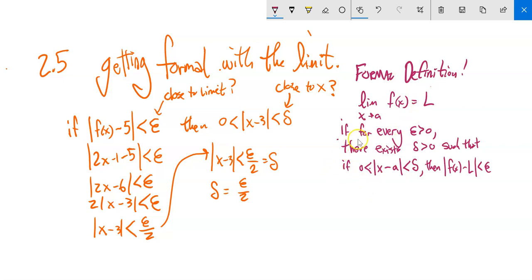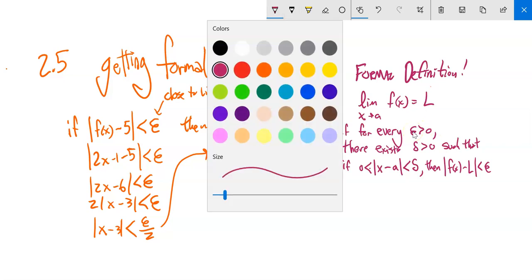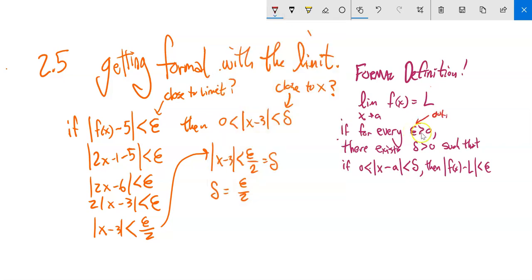Some compound if statements here. If for every epsilon greater than 0, so for every output tolerance, there exists a delta greater than 0, an input tolerance, such that if the distance between x and a, where you're at and where you want to be, which I'm going to call the input distance, is less than the tolerance, then the output distance is within its output tolerance.